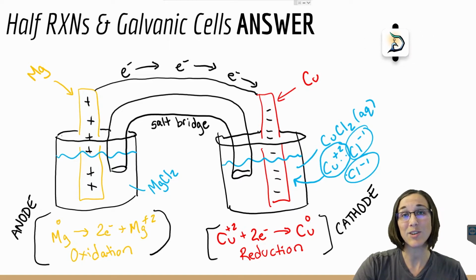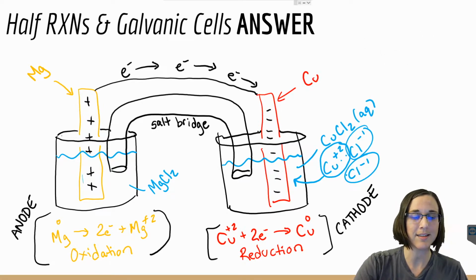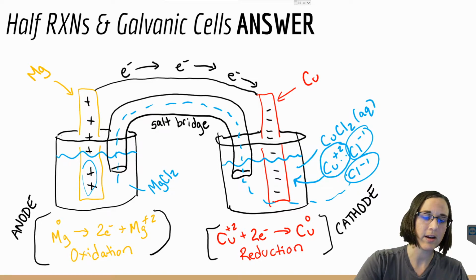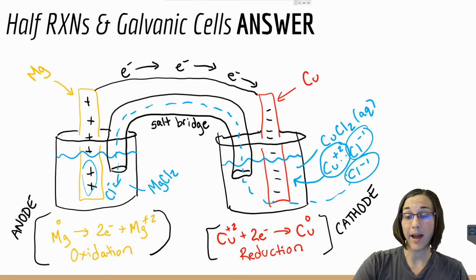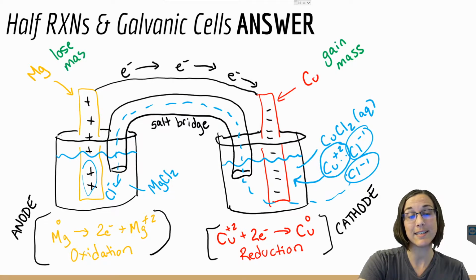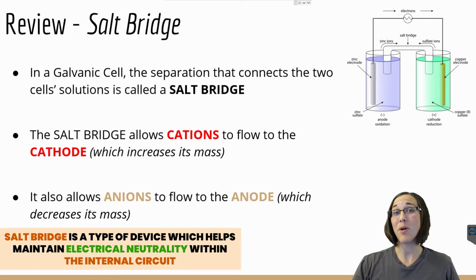Meanwhile, these chlorines are going to be very attracted to the positive magnesium that's forming in the oxidation half reaction. So they're going to travel up through the salt bridge into the other beaker and be attracted to the magnesium. And this is why, as the reaction proceeds, copper will gain mass, while the magnesium will lose mass as it loses its electrons. Remember that you always need to show that salt bridge connecting the two half reactions.